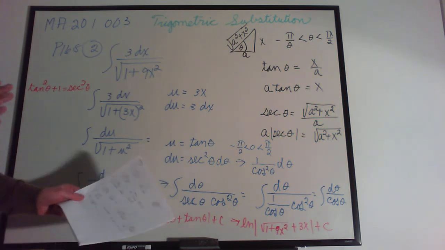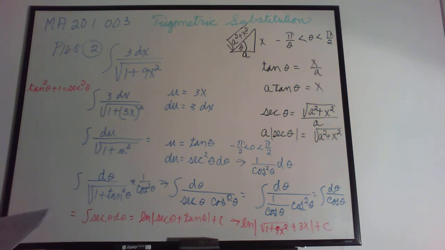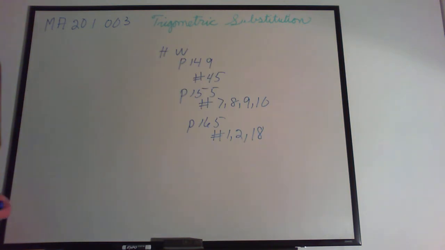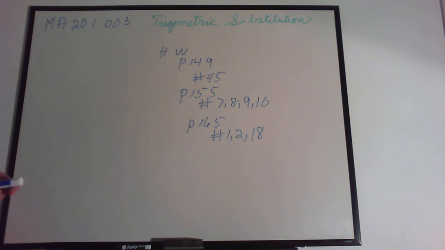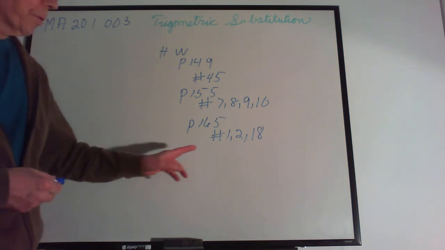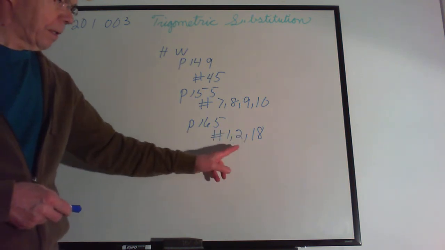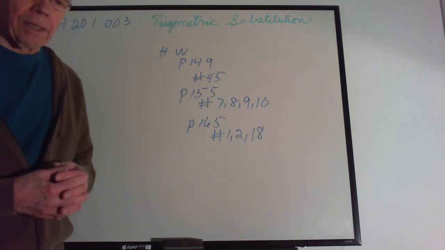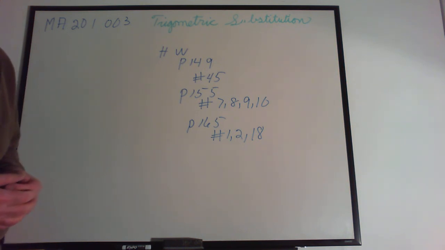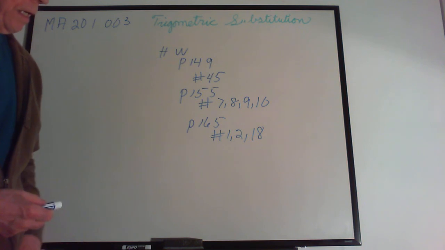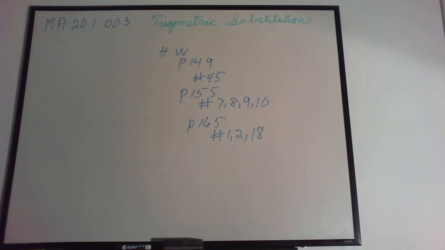Now what I would suggest you do is do this one over a few times, and I'll give you a couple to do for homework. Your homework is page 149, number 45. I did that on the board for you. Page 155, number 7, 8, 9, and 10. I did 8 and 10 for you. Page 165, numbers 1, 2, and 18. Now, 18 is done on MIT's website. I will send you the link for it so you can look at it. Give it a try. It's done basically the same as number 2, if I remember correctly.